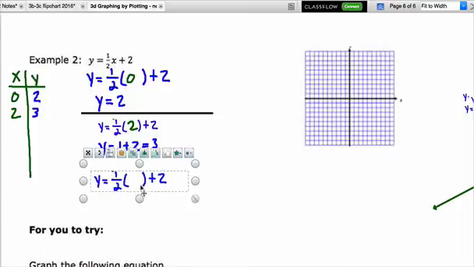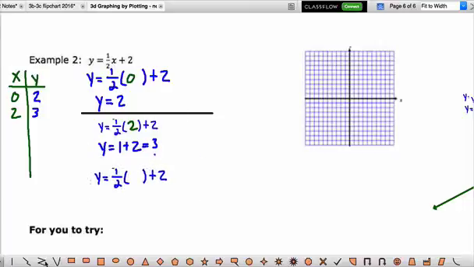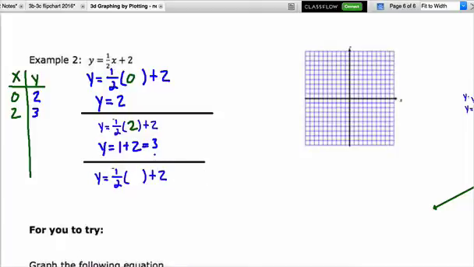So I'll pull this guy in. I'm going to draw a line to show that this is a separate problem that I'm working on here. And I'm going to put in -2. So if I put in -2, what does this simplify to? Well, 1/2 of -2 is -1 plus 2 equals 1.